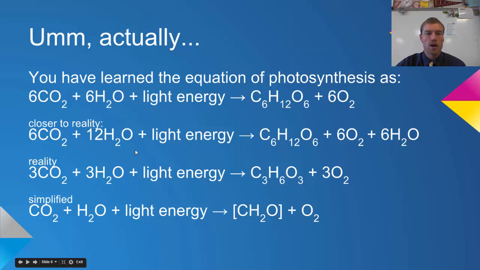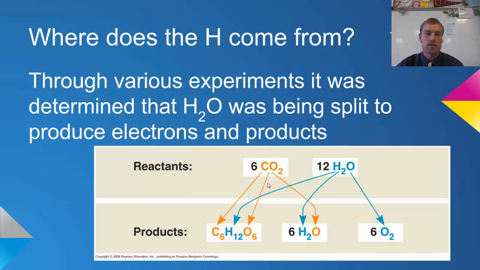Now, when you took Bio 1, you learned that the equation of photosynthesis was 6CO2 plus 6H2O plus light energy yields oxygen and glucose. In reality, what actually happens is that we don't produce a 6-carbon sugar, we actually produce a 3-carbon sugar. There are a lot of different ways that we can write this, but I wanted to highlight the idea that in reality, we don't produce that glucose molecule itself, we produce a smaller molecule which can then be packaged into glucose.